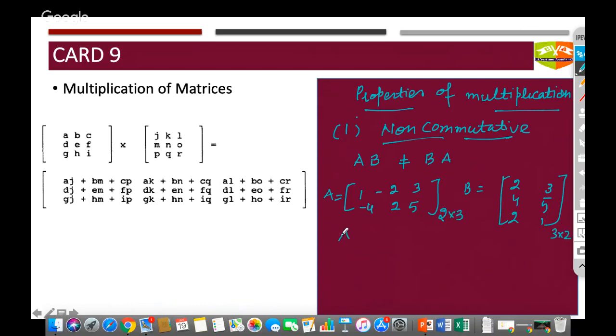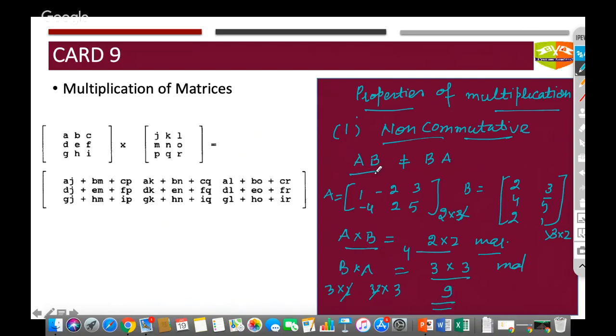So A into B is a 2 into 2 matrix, because this 3 gets vanished, as I just told you, and B into A would be, because this is 3 into 2 and this is 2 into 3, so this 2 gets vanished, a 3 into 3 matrix. So here you have only 4 elements and here you have 9 elements.